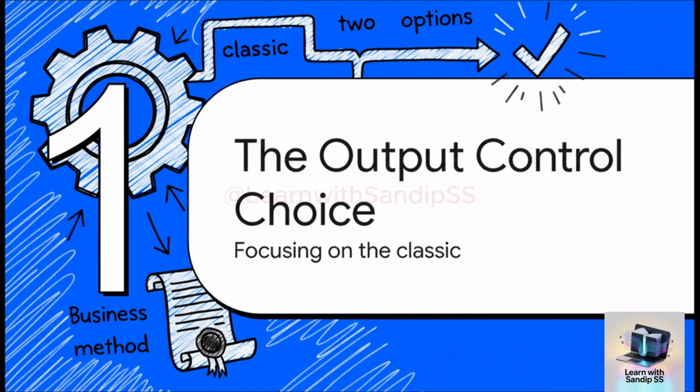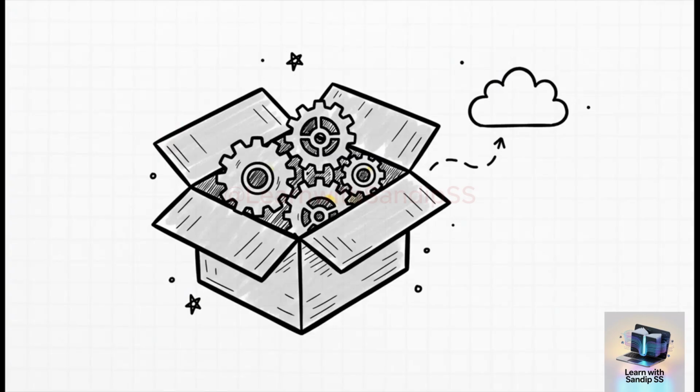All right. Section 1, the output control choice. Now, you might be thinking, if there are two options, why are we going to focus so much on the older one? And that's a great question. There is a really, really important reason for it. And here's the answer. Simple as that.